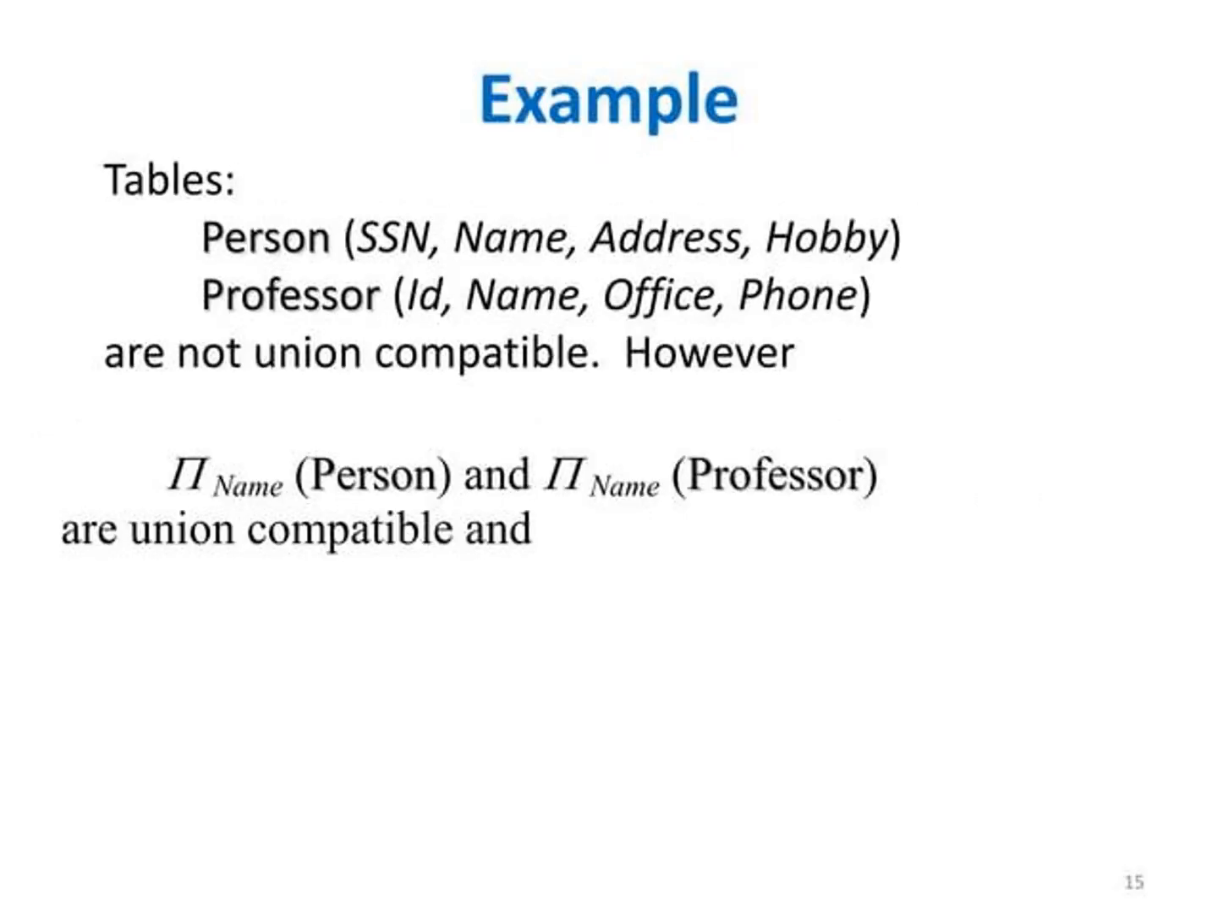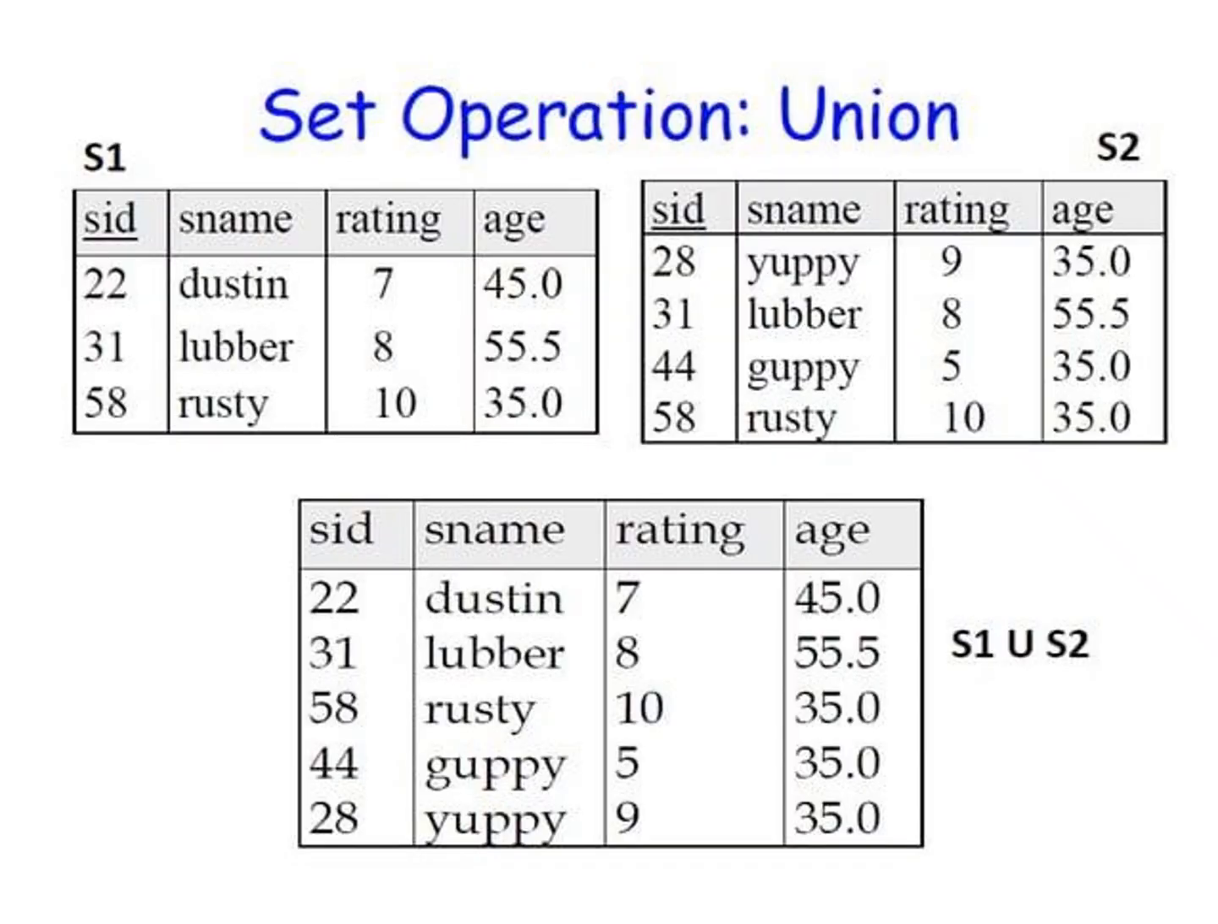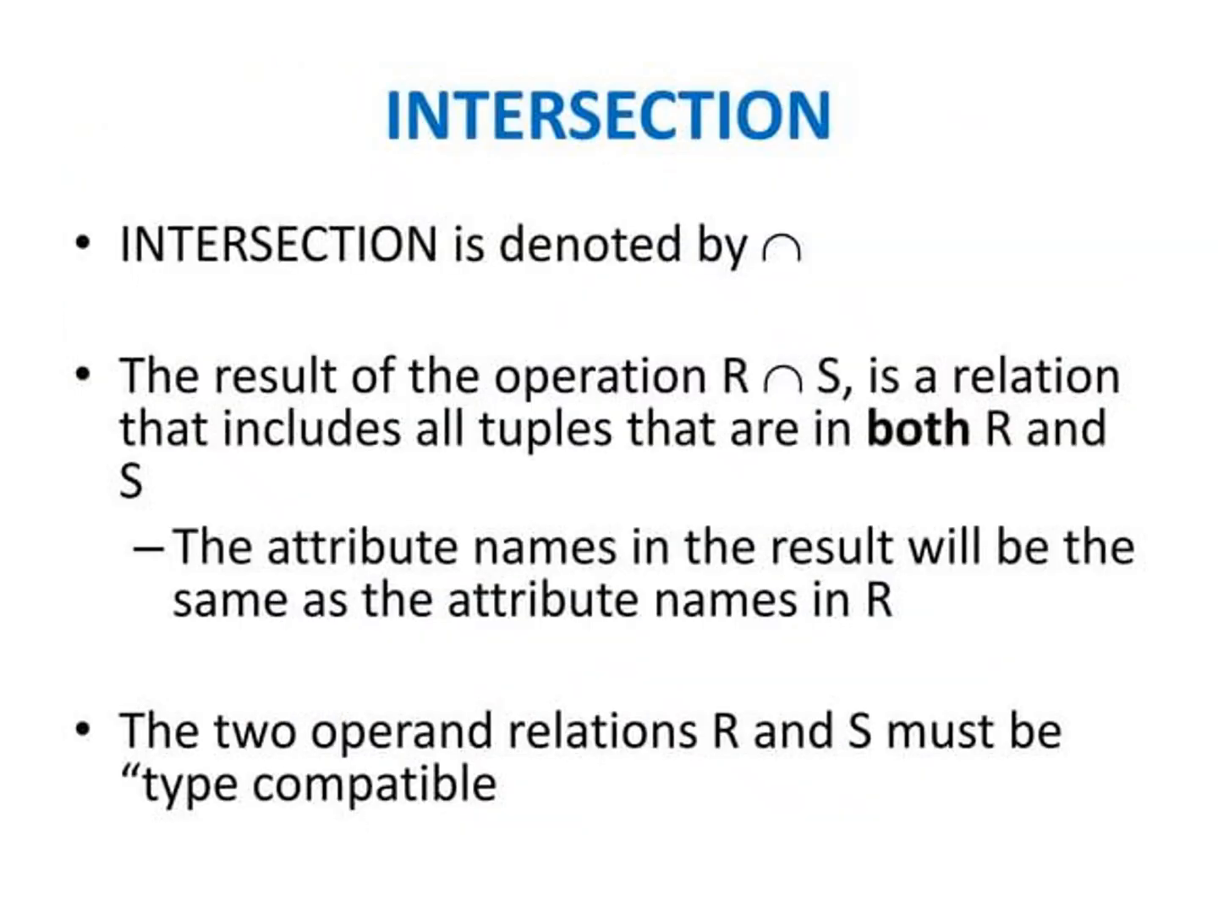For example, person and professor are two tables which contain attributes like SSN, name, address, hobby, and ID, name, office, phone number. They are not union compatible, but we can use the projection operation. Pi name of person and pi name of professor are union compatible, and we can perform the union operation. For example, S1 and S2 are two tables, and S1 union S2 combines both sets of values.